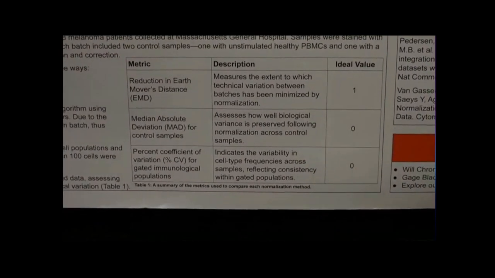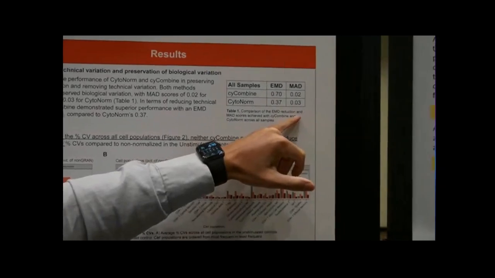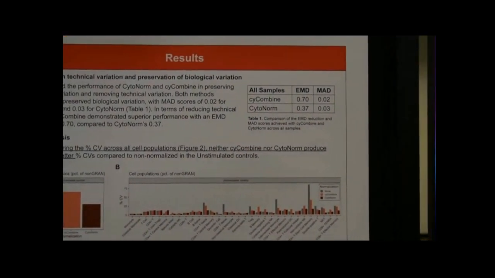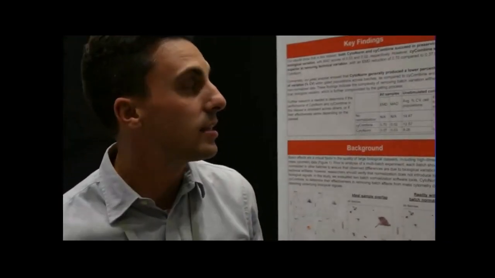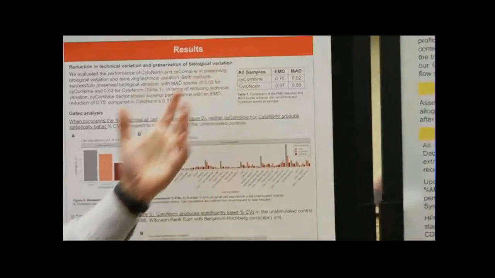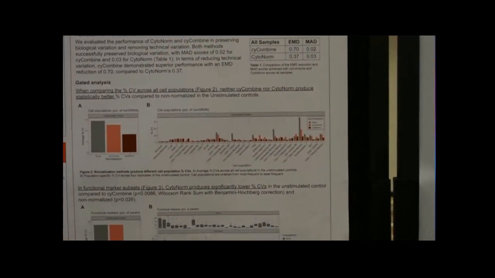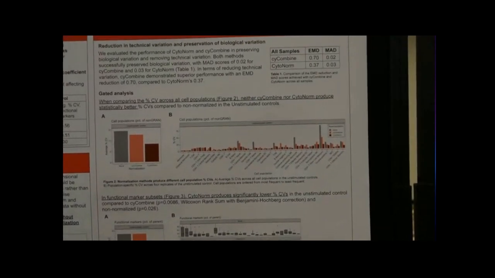So when we look at these results compared to non-normalized data, both tools do a very good job at maintaining biological variance, with a MAD score of 0.03, again really close to zero, meaning the biological variance is being maintained, which is great for your study. And then we're next looking at the EFV, which again is that measure of the technical variance that you're able to reduce in the sample. Cytonorm has a reduction of 0.37, and Cycombine has a reduction of 0.7. Again, closer to one means perfect. Cycombine actually does a superior job at reducing the technical variance.